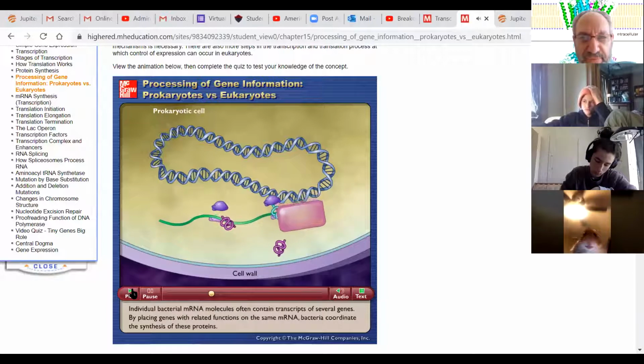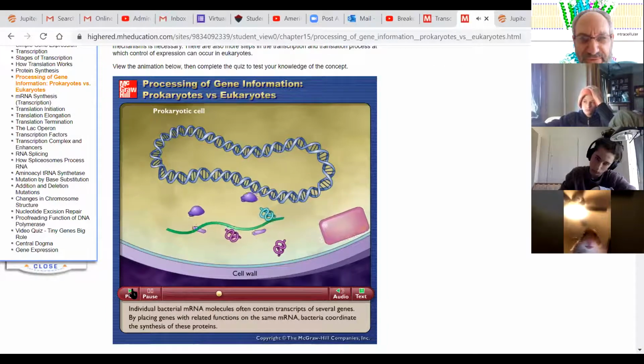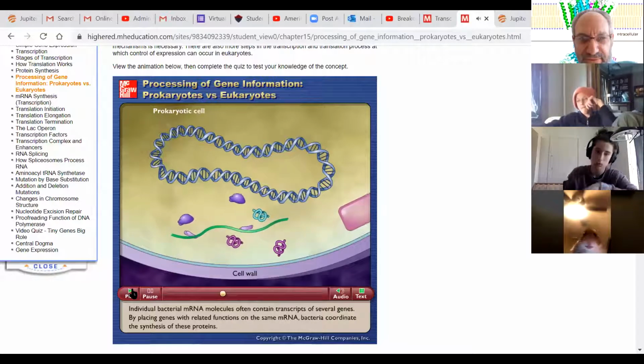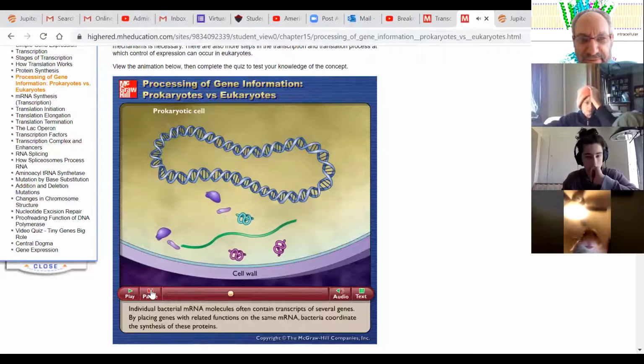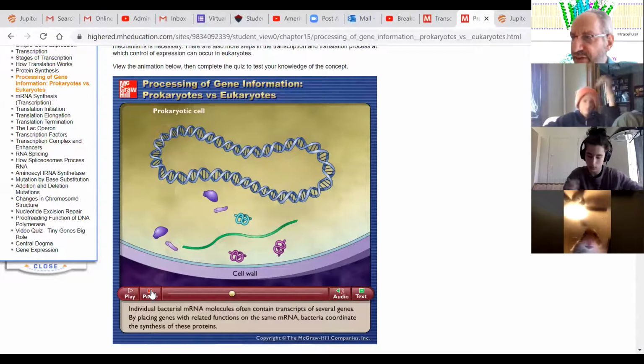Individual bacterial mRNA molecules often contain transcripts of several genes. By placing genes with related functions on the same mRNA, bacteria coordinate the synthesis of these proteins. Write this down: a major difference between a prokaryote and a eukaryote is that in the prokaryote, all the genes that are needed for a certain process to take place are on one big RNA, right?